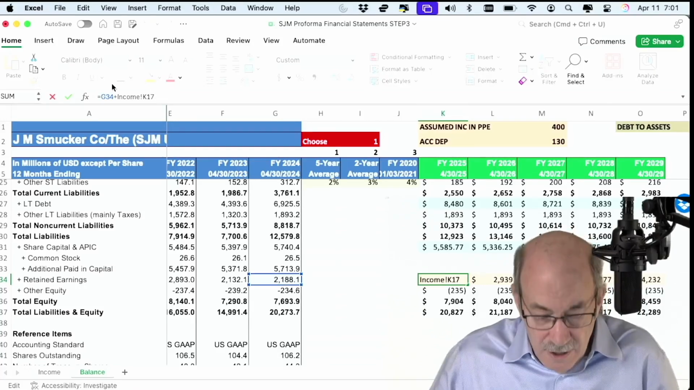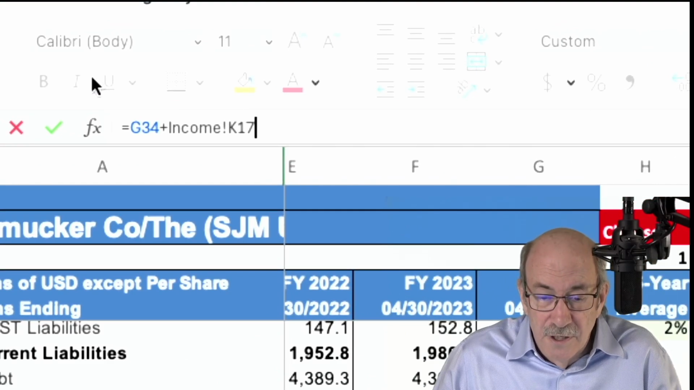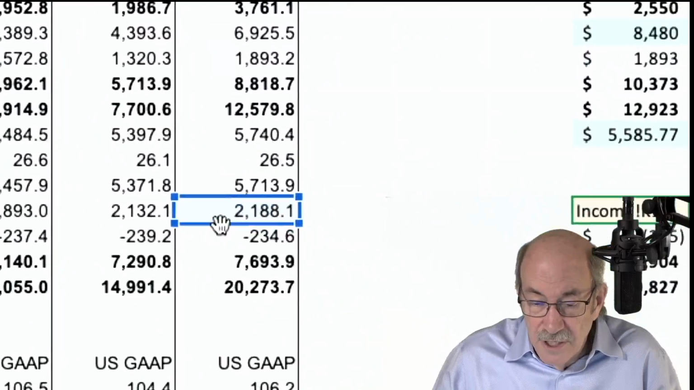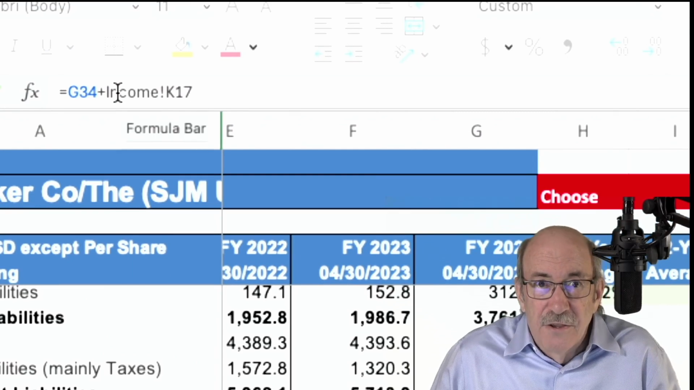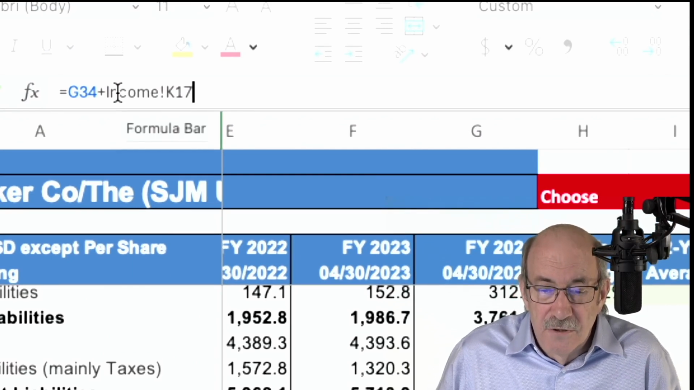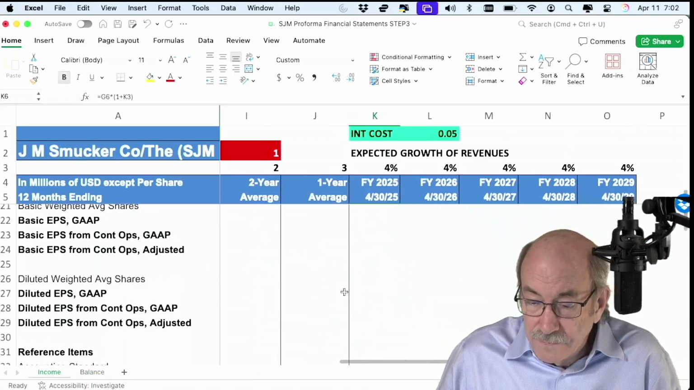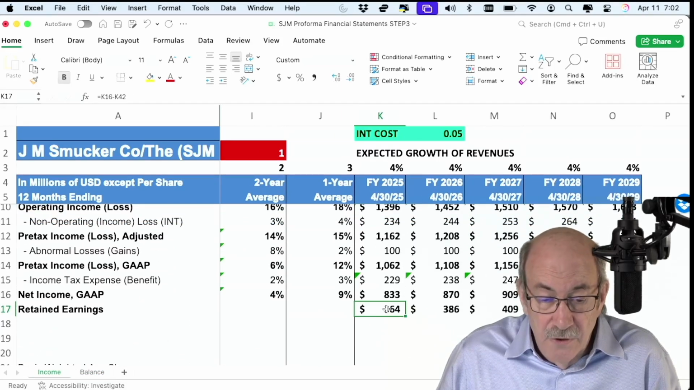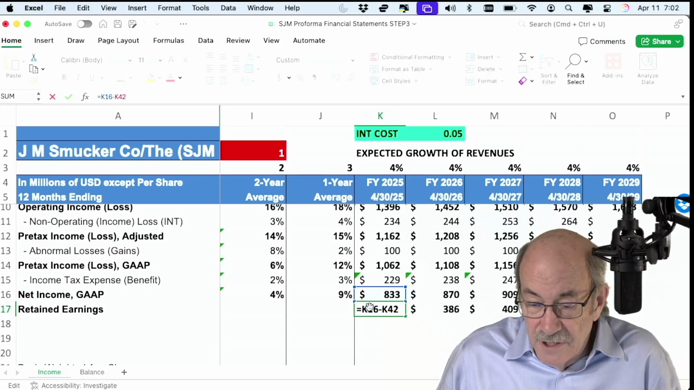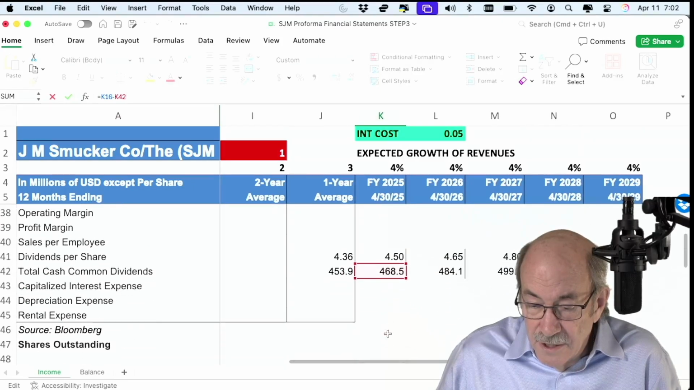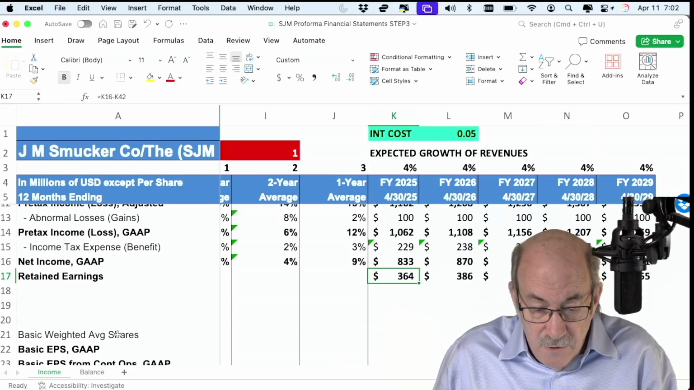And you'll notice up here, again with this formula, I referenced that fiscal year 2024. That's the G34. Right down here, that's G34. And then I add to that the cell reference on the income statement sheet, which is K17. So let's go take a look at K17. And yep, lo and behold, there's K17. That's my retained earnings. I took my net income, subtracted off the dividends that we paid, and there's our aggregate dividend, and the amount is 364.